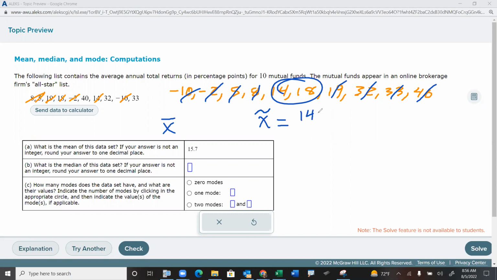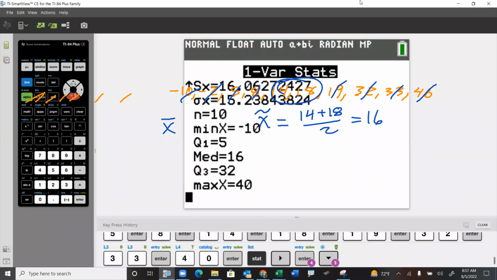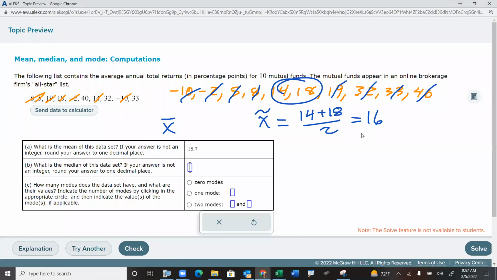So we're going to take the mean of those last two to get the median. I get 16. However, on the calculator, if I scroll down, hey, there's median right there. Now this is not going to do mode for me, but that's okay. I think I can handle that. All right, so we got 16 there.